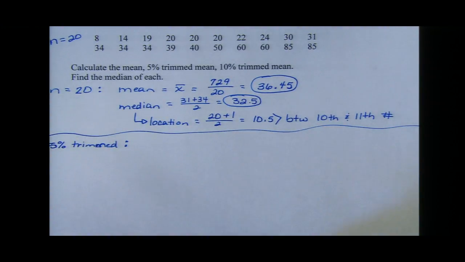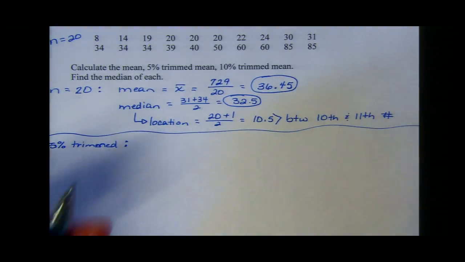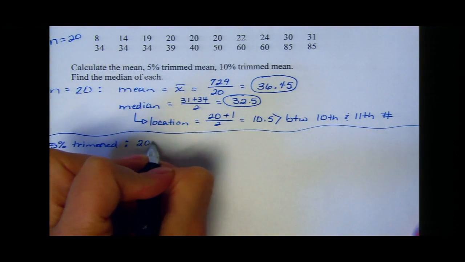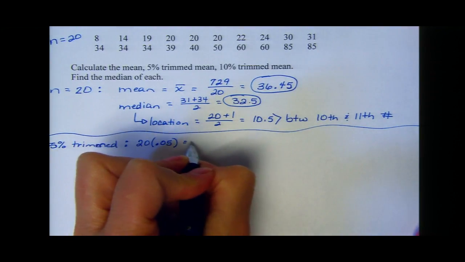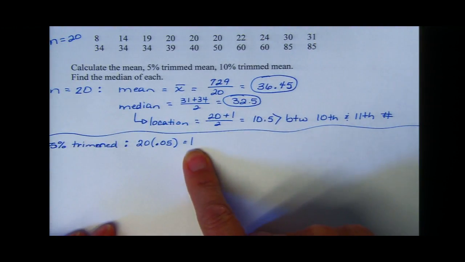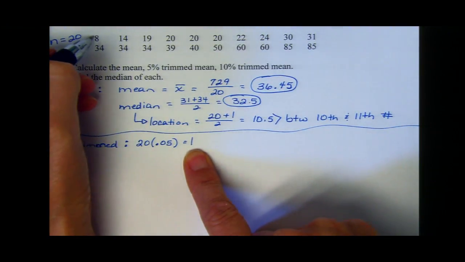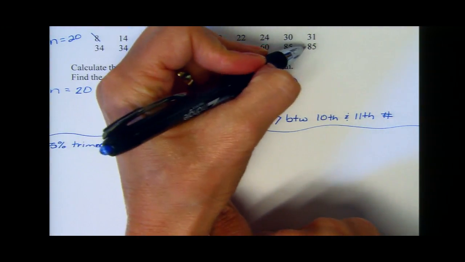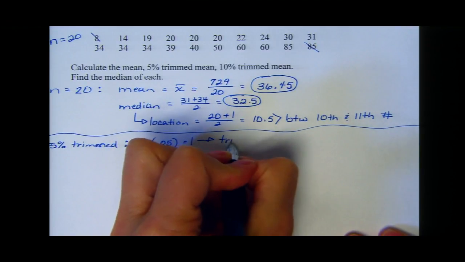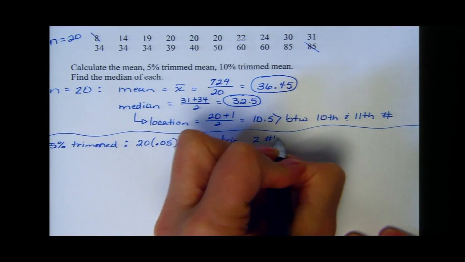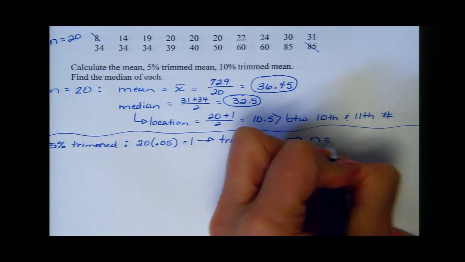All right, so in order to find the 5% trimmed mean, we have to trim the top and bottom 5% of the data. So we take n, which in this case is 20, and we multiply it times 5% or 0.05, which gives me 1. Now what this tells me to do is trim 1 at the bottom and 1 at the top. So what we do is we trim a total of 2 numbers. So now n equals 18.